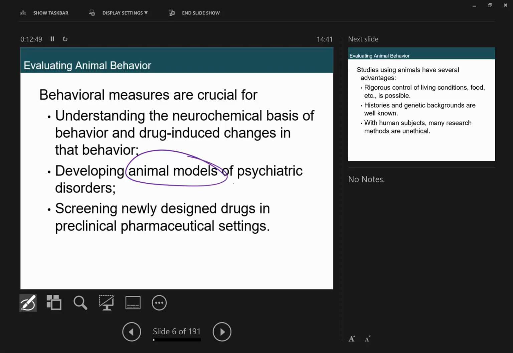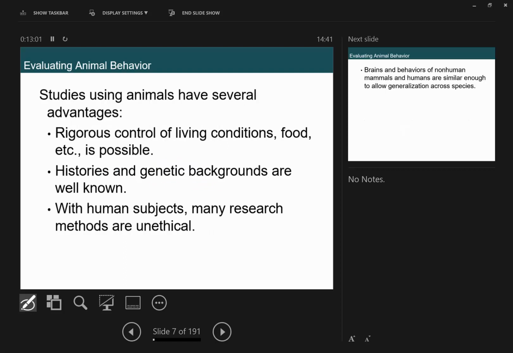Before you even test this stuff, there's a whole group of folks who are screening these drugs, looking at different things, and so you really want to think about what you're doing before you do it. Now, if we're thinking about animal research, right?